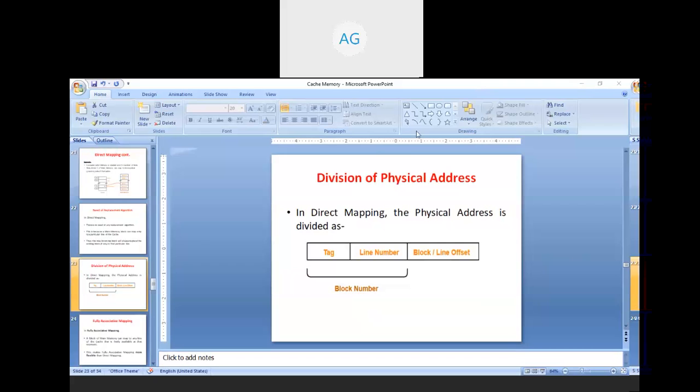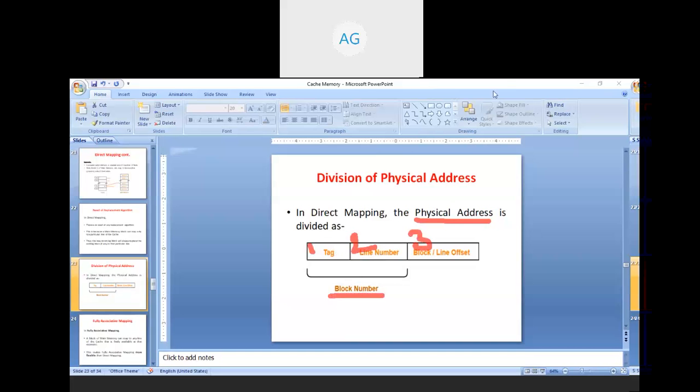The physical address which is going to be used in solving numericals based on the direct mapping cache memory technique, you need to remember this format. In direct mapping, the physical address is divided into three parts. First is the tag part, second is the line number part, and the third is the block offset part. The tag and the line number together are known as the block number.